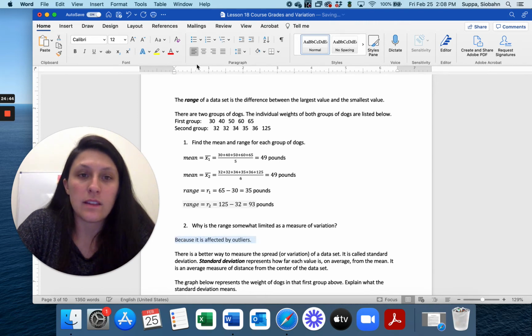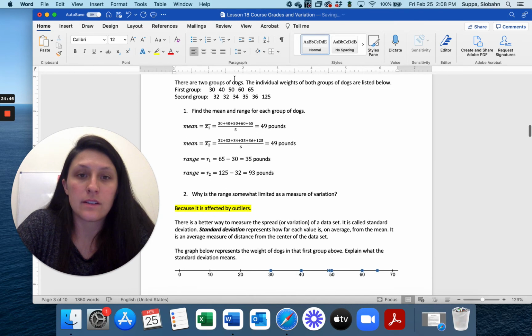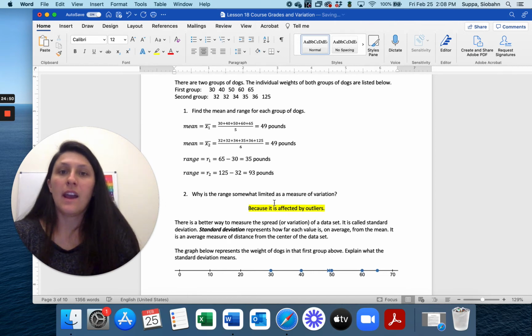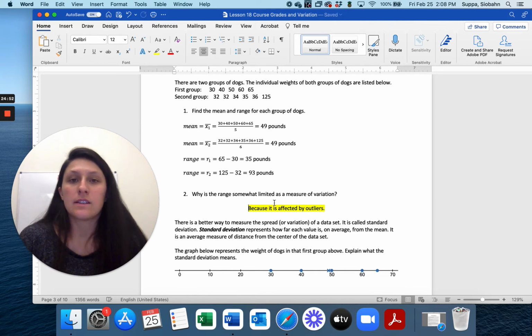The same way that the mean is affected by outliers. So that is a key concept for today. And it's the reason why it is way more popular to use the standard deviation.